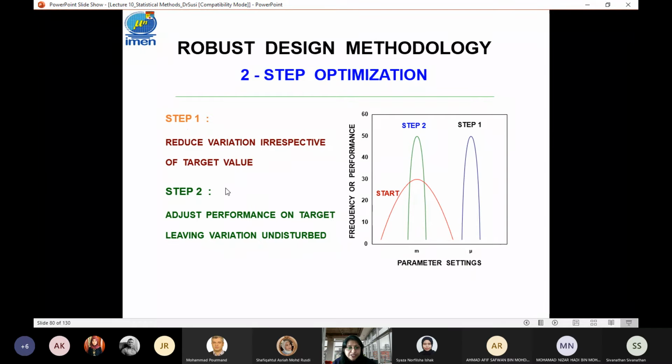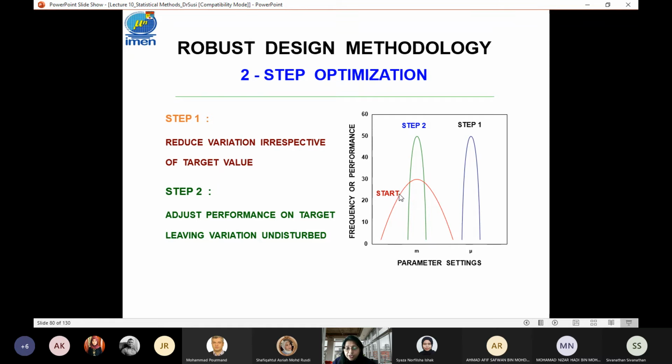Okay, so as I mentioned, step one, when you're using a robust design, first you need to reduce the variation. So this is your starting data. Step one, you make it thin, reduce your variation, your mu. And step two, you adjust the performance on target, leaving the variation undisturbed. Then you move it to the mean value.